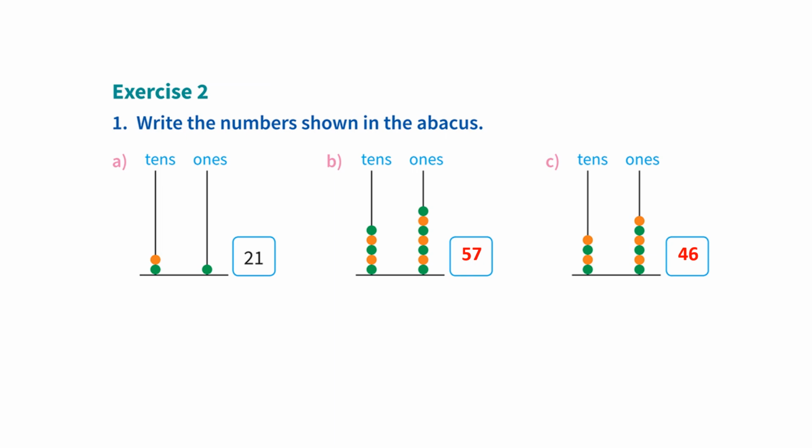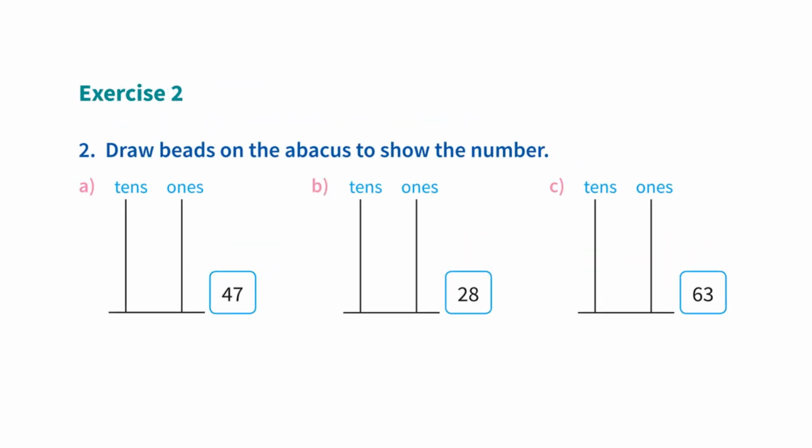Now see the next question. Here also, what is given to us? An abacus is given to us, right? Here the number is given, but we have to draw the number of beads. So read the question. What is written? Draw beads on the abacus to show the number.